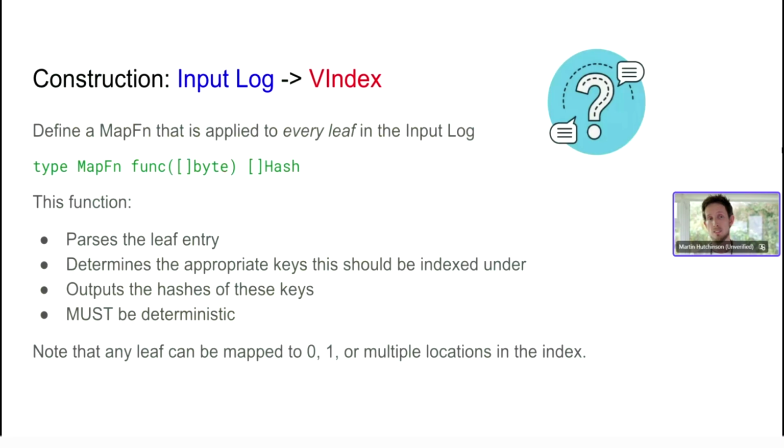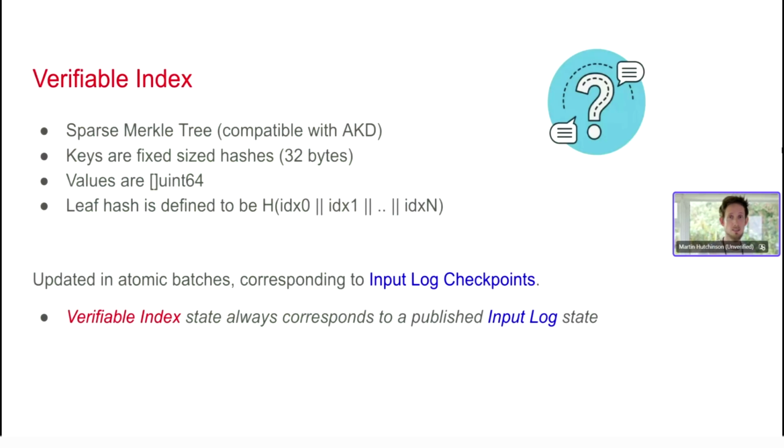But the important property to take from this is that it's deterministic, because that will impact whether it can be reproducibly built. And then, you don't have to return any keywords. You can return nothing if some entry is not particularly interesting, or you can return multiple keywords as well. So, for example, in CT, this would parse out the X509 certificate. It would extract all the DNS names and the IP names from there, and then return the hashes of them. And then the verifiable index code takes care of updating those into the index.